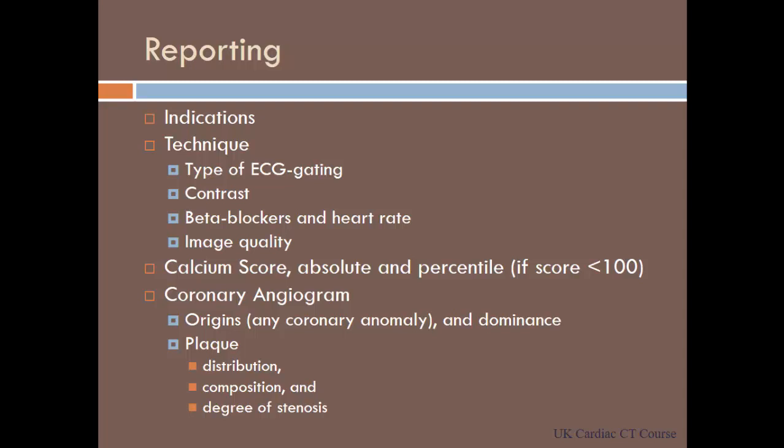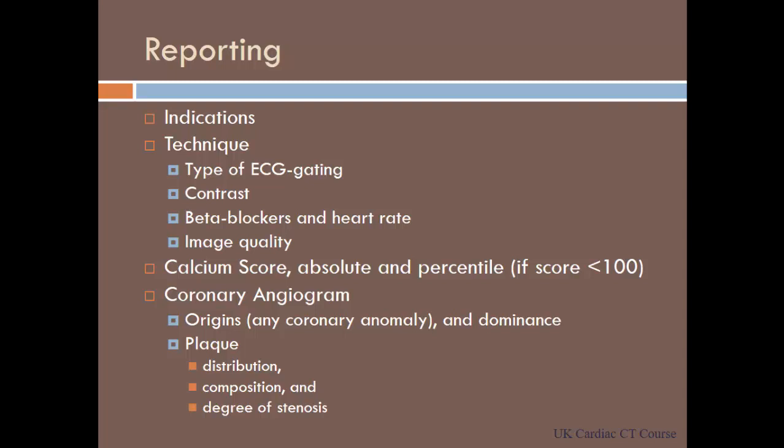So it's interesting. So we start the reports by describing the indications briefly, why we are doing the scan in the first place, then describing the technique, type of ECG gating we have used, how much contrast we have given, what contrast we have given, how much beta blocker we have given, GTN, what was the heart rate of the patient during the procedure, and what the image quality is like. So all that goes into the technique section of the report.